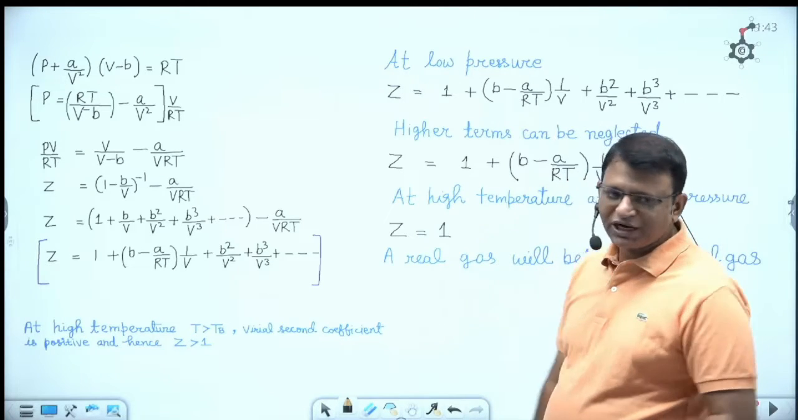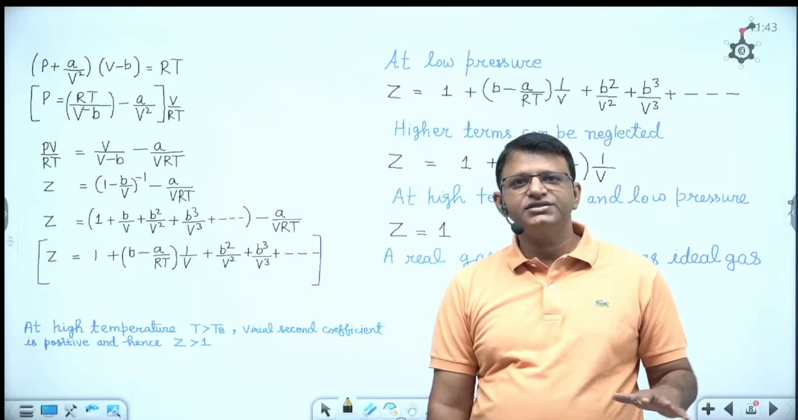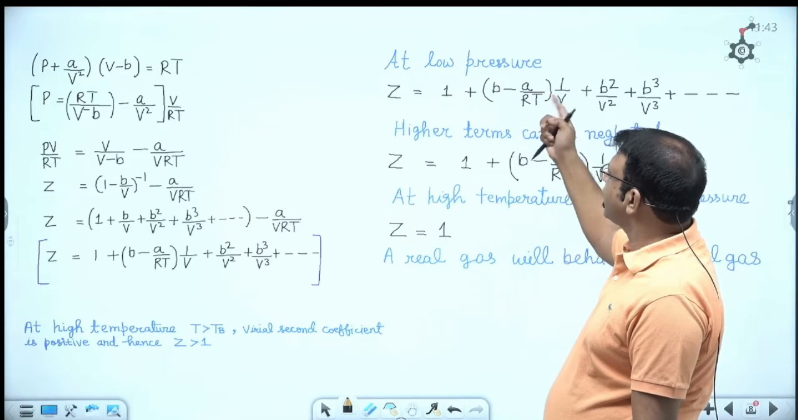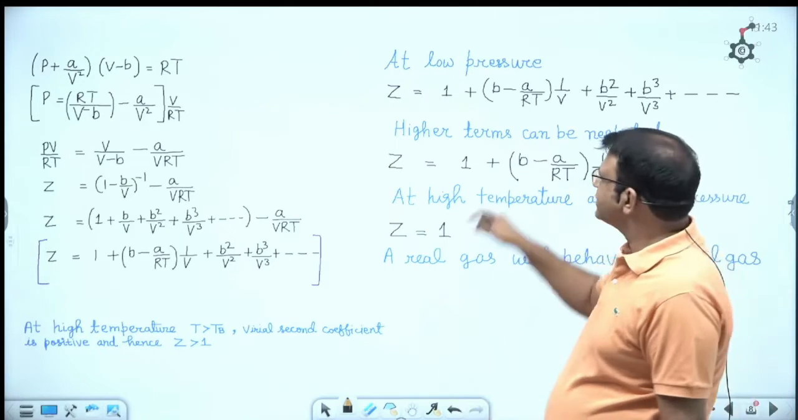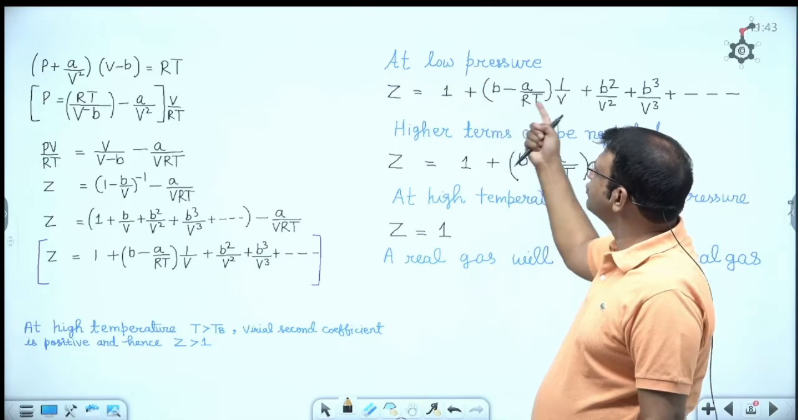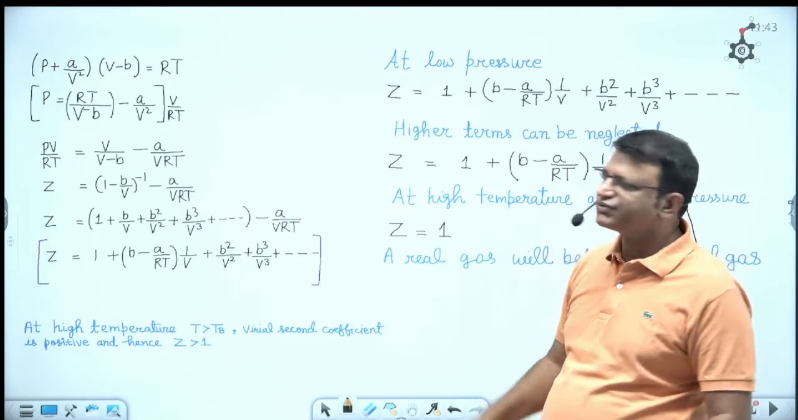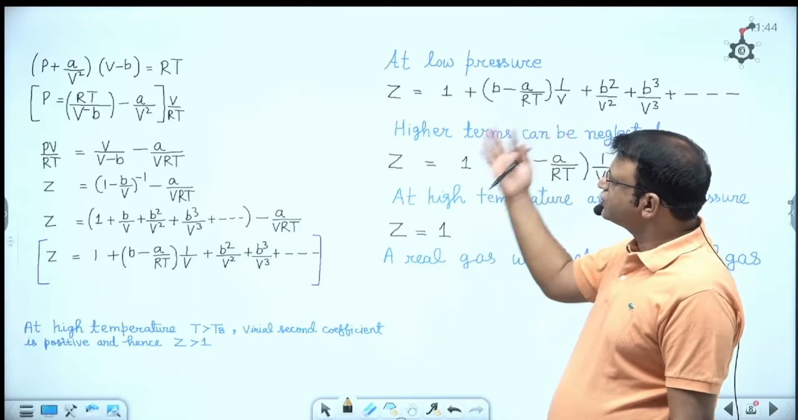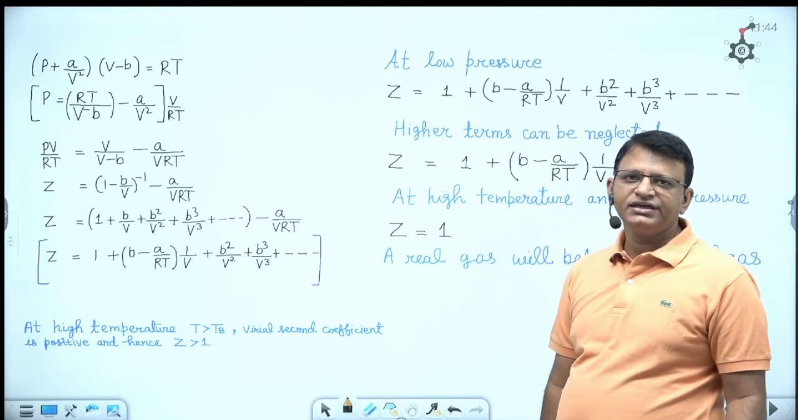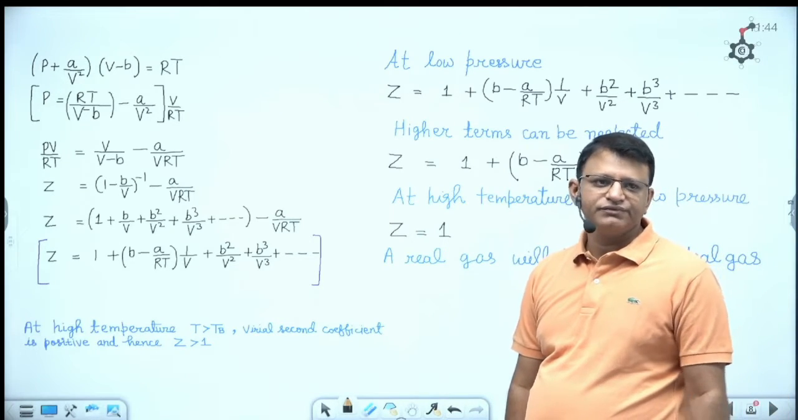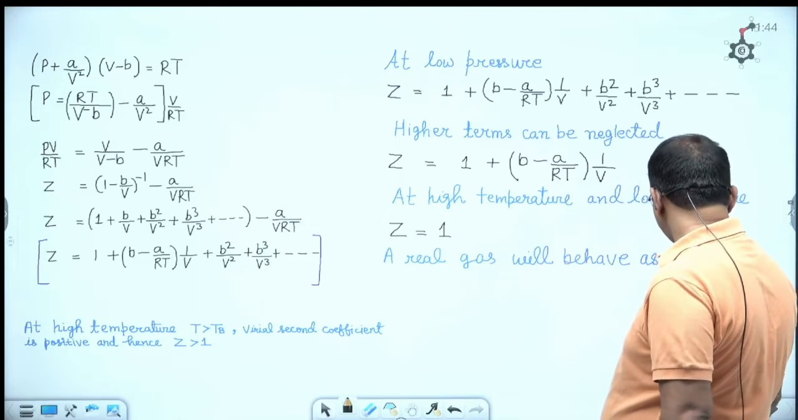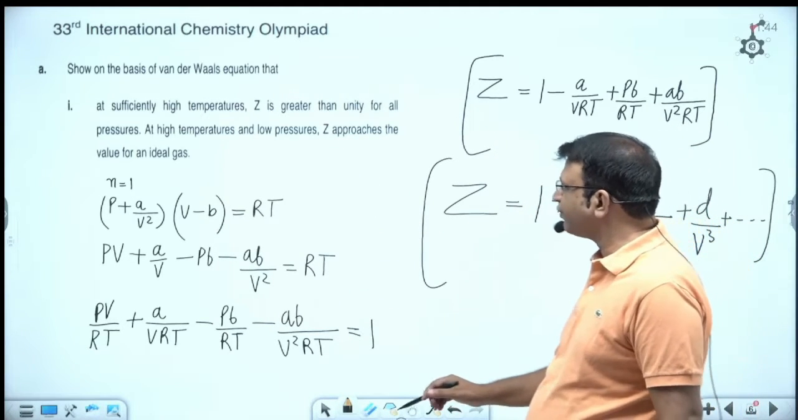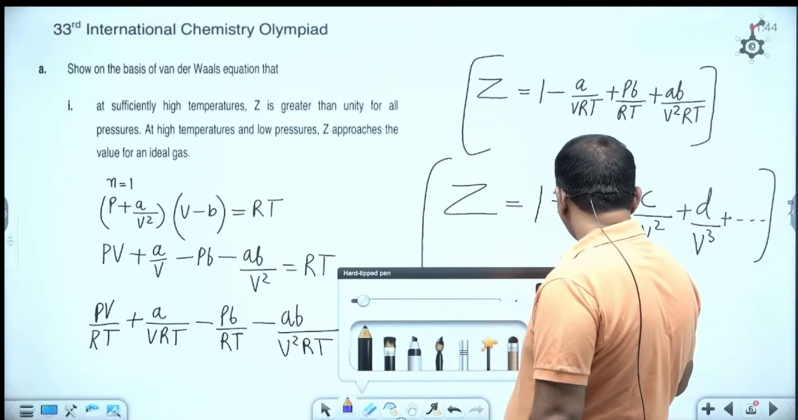Like here in the first part of the problem, they are asking us to prove that at higher temperature Z is greater than 1. From here, if we increase the temperature, the value of a/RT is going to decrease. So at higher temperature this value will be smaller than b, and this whole thing is going to be positive. This is known as the virial second coefficient, which is positive. If the virial second coefficient is positive and the other terms are positive, we can prove that at high temperature Z is always greater than 1 for a van der Waals real gas, right? So they are asking that at sufficiently high temperature Z is greater than unity for all pressure. That can be proved with the help of the virial equation.